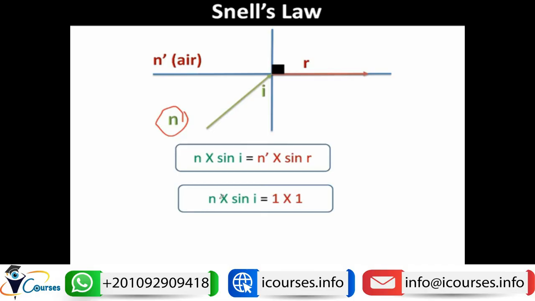So again, N, the refractive index of the more dense material, multiplied by sine I equals 1 multiplied by 1. So it equals 1. If we move the N to the other side, it will be in the denominator. So sine I, or the critical angle, will be equal to 1 divided by the refractive index. So to know the critical angle of any material, we need to know its refractive index. If we have the refractive index of any material, we can know its critical angle.